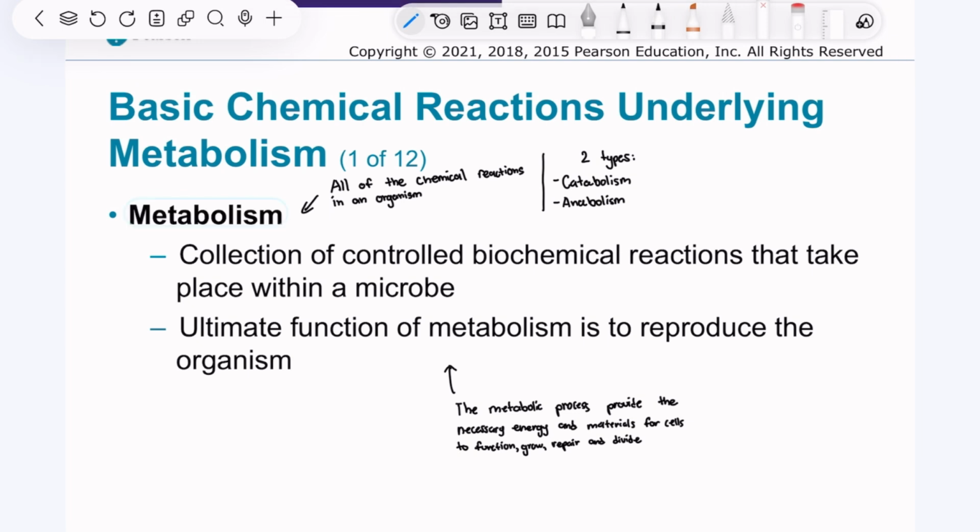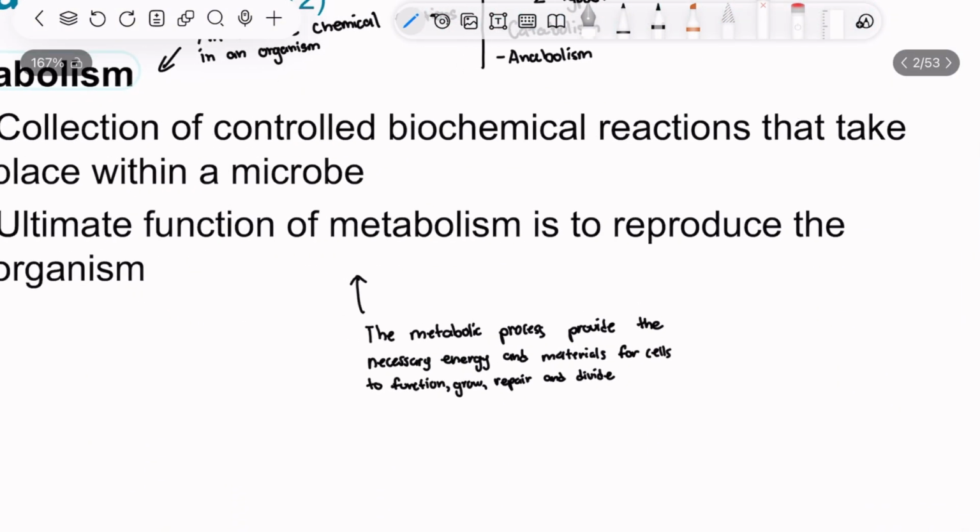So, what is metabolism? Well, metabolism is the collection of controlled biochemical reactions that take place within a microbe. So, in other words, it is all of the chemical reactions in an organism. And there's two types. It is catabolism and anabolism. So, metabolism, ultimate function is to reproduce the organism. The metabolic process provides the necessary energy and materials for cells to function, grow, repair, and divide.